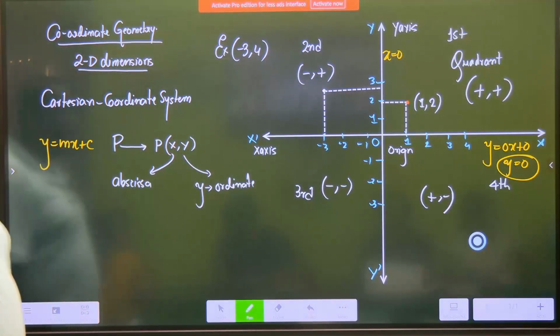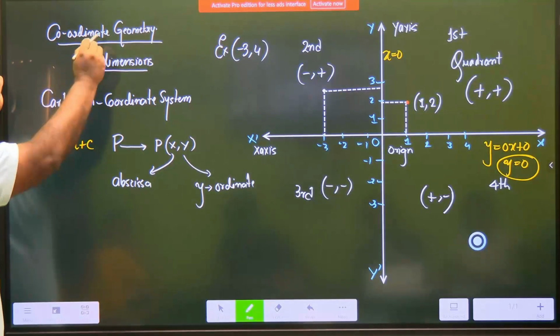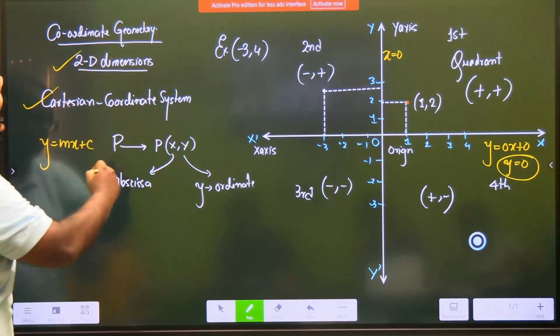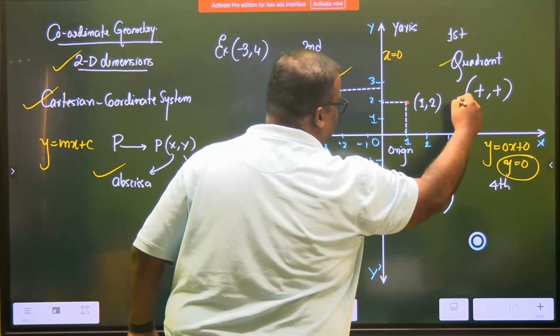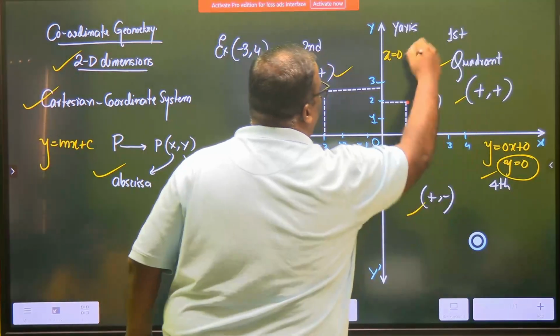Recap, understood? We studied what is 2-dimension Cartesian coordinate system. We knew what is abscissa and ordinate. We have also studied the plus minus, the quadrants, and y equal to 0, x equal to 0.